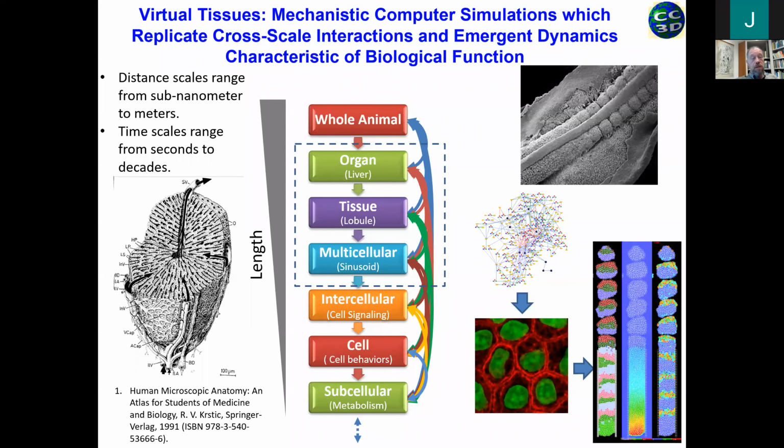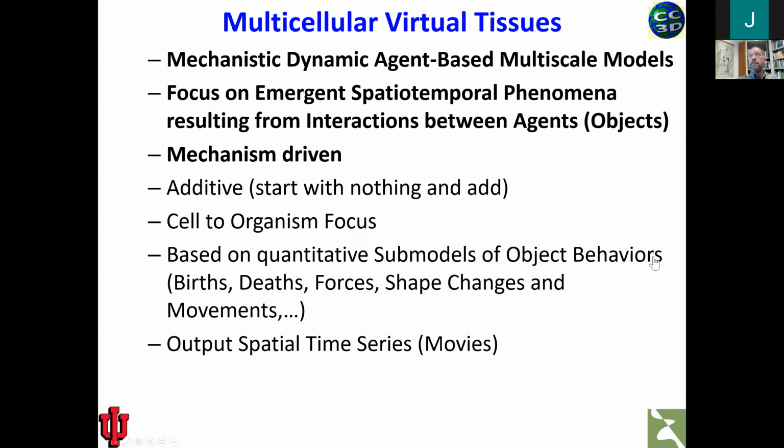Depending on what we're doing, the timescales could range from fractions of a second to years. Typically in the simulations we're going to run, the smallest timescales we're going to look at will be minutes, and we'll be going up to days and years in terms of the length of the simulation. These are mechanistic models. They're agent-based. That is, we have a representation of each component, that would be a cell in the model, and they're multi-scale.